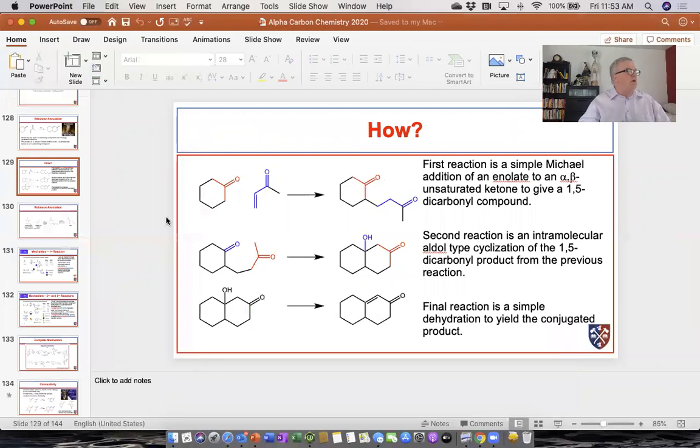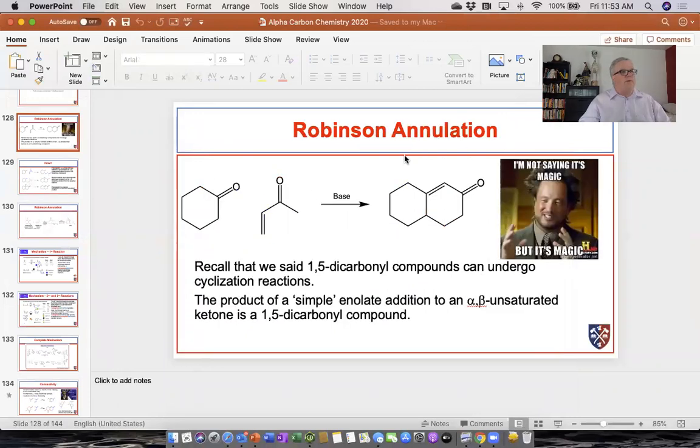Let's take a look at the notes. And in the notes, we talk about the Robinson annulation quite extensively. Here's the introduction showing that we have a ketone that reacts with an alpha beta unsaturated ketone. We have to have hydrogens on the other alpha carbon because they're going to be responsible. We form a 1,5-dicarbonyl compound, and then those other protons can be pulled off and cause a further cyclization reaction.